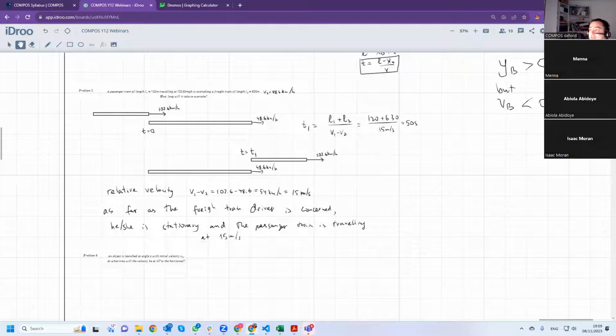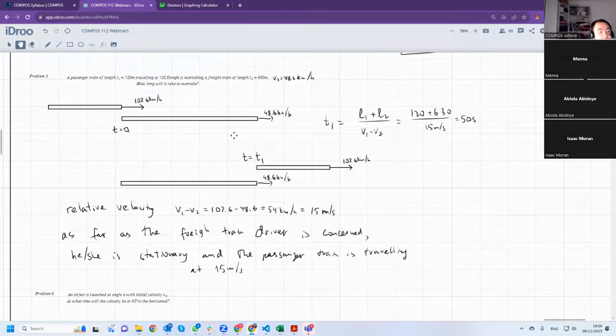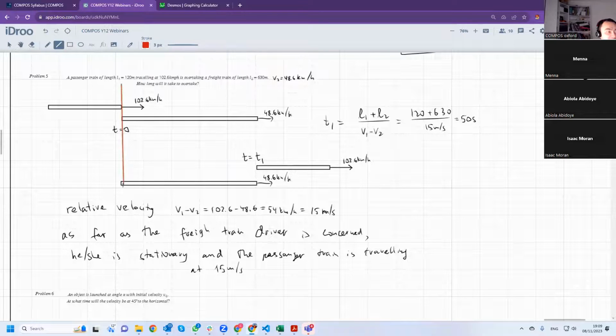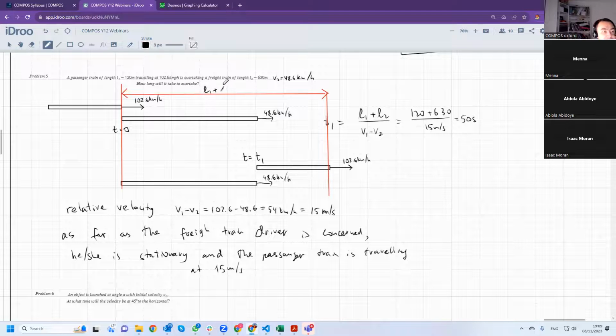Yes, because you need to travel. And a convenient way of thinking about it is that the freight train is stationary, and the passenger train needs to travel this distance. This is the distance traveled by the passenger train, which is L1 plus L2.